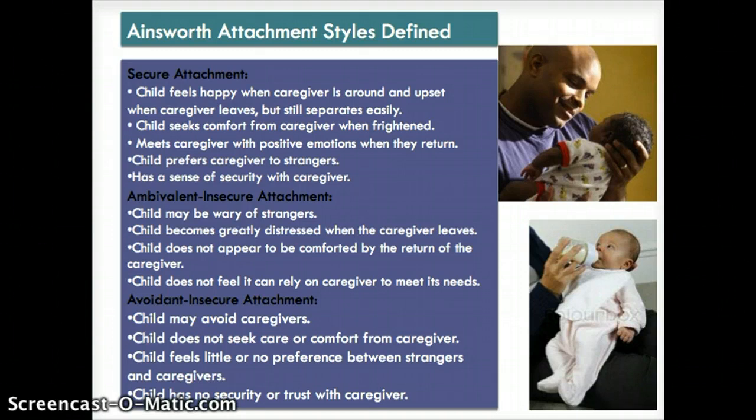An avoidant insecure attachment is when the child may avoid their caregivers altogether. These children do not seek care or comfort from their caregivers. They just don't trust that they can rely on their caregivers for that comfort and care. These children feel little or no preference between strangers and caregivers, and they have no security or trust with that caregiver.